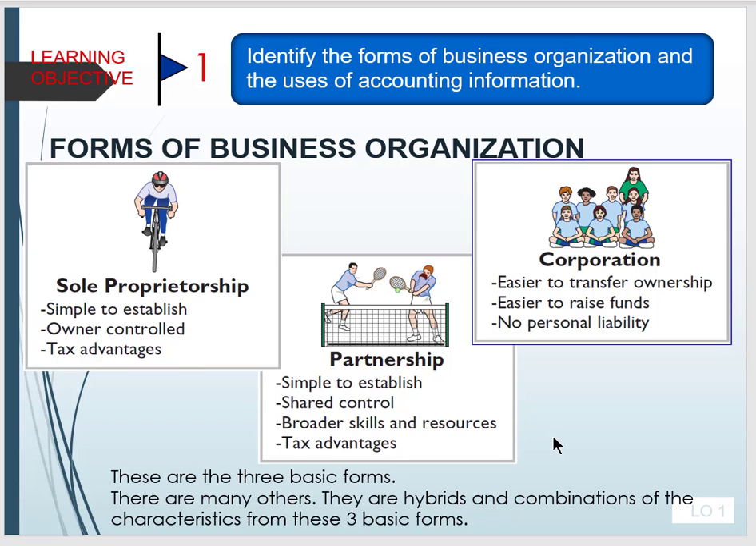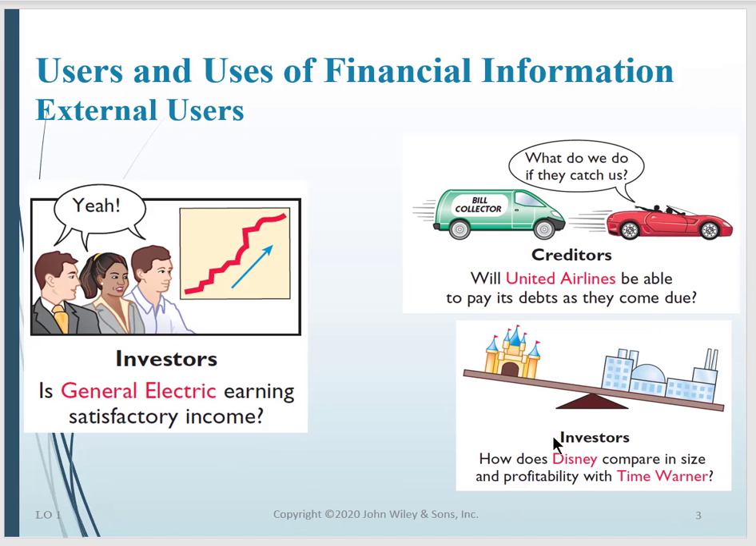The final aspect or form that you can think of is something called a corporation. Now, these are a little bit more difficult to create. It's much easier to transfer ownership. It's a lot easier to get funding if you want to expand. And the risks of personal liability are greatly diminished with the corporation. Now, there are lots of other forms. They're essentially hybrids or combinations of the characteristics of these three basic forms.